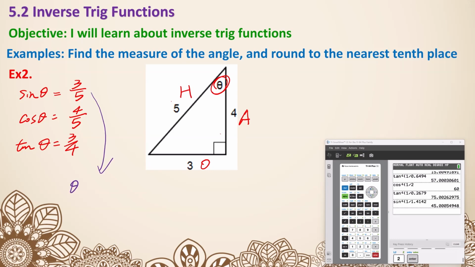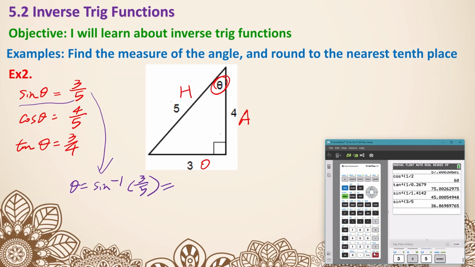So let's say you use sine, then theta is going to be inverse sine of 3/5. If you use cosine, it's going to be inverse cosine of 4/5. If you use tangent, it's going to be inverse tangent of 3/4. They should all give you the same value. So in fact, you can just find one trig ratio and then use the inverse to find out what the angle is. So let's find it: inverse sine of 3 over 5. And that is 36.86, to the tenth place, 36.9. Don't forget the degree symbol.